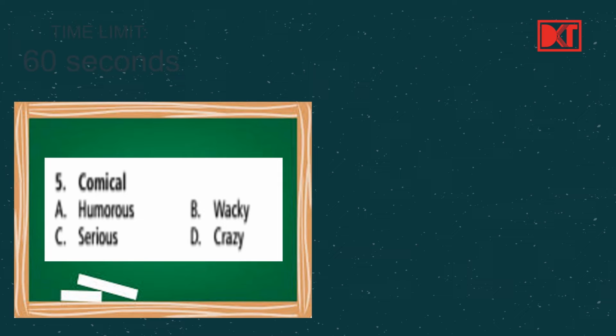Okay, so the next word is comical. The options are A. Humorous, B. Wacky, C. Serious, D. Crazy. Now here, what do we have to use? The antonym. The antonym of comical is C. Serious.